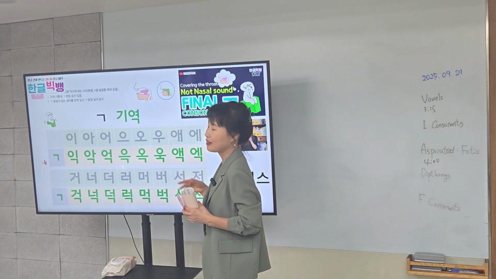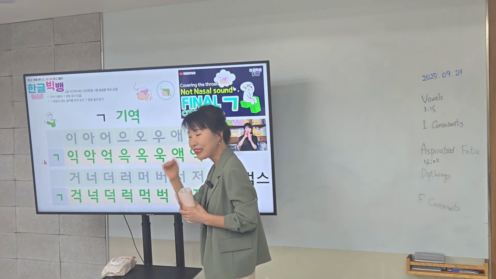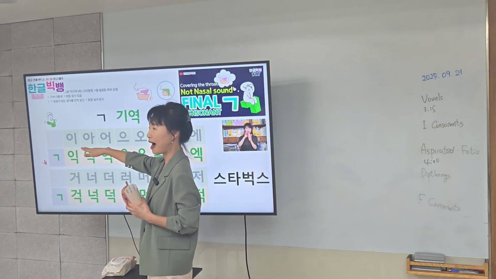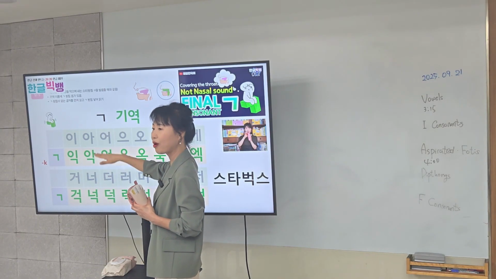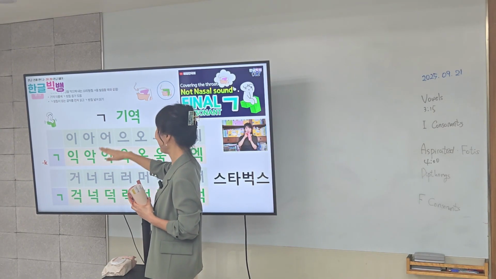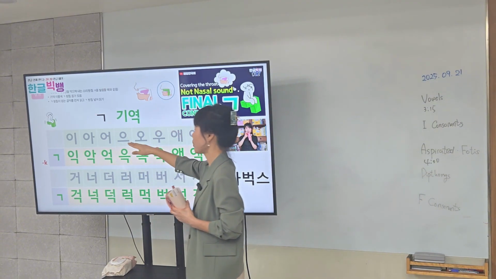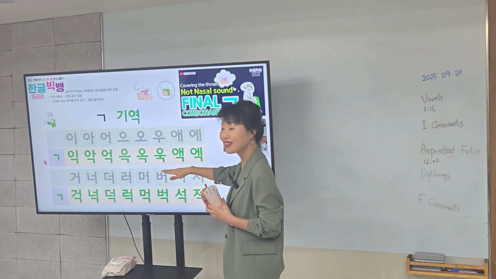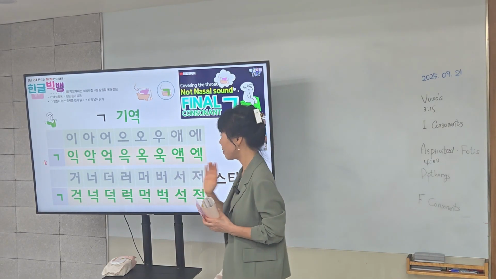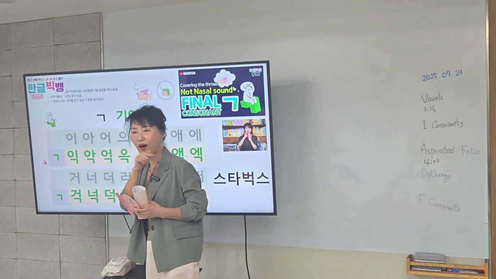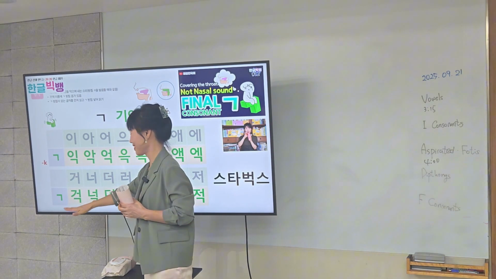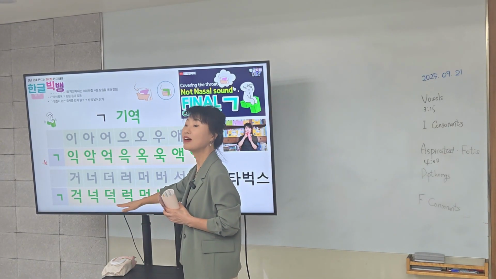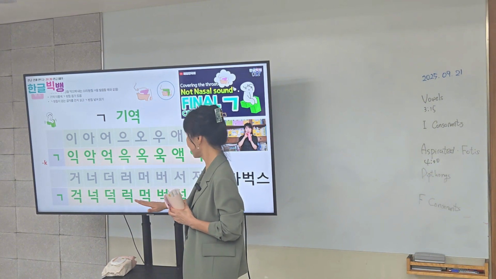So as a final consonant, it has sound value. So this is i, ik, okay, a, ak, o, ok, and u, uk. Good job, and ko, kok, no, nok, tok, lok, mak.